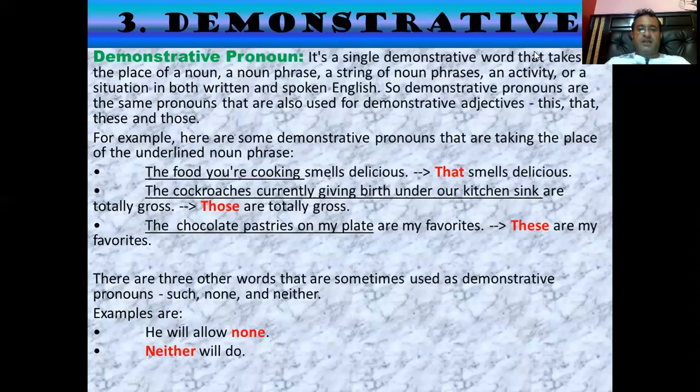There are other words that are sometimes used as demonstrative pronouns like such, none, and neither. Like, he will allow none, meaning nobody will be allowed. So here none is referring to a third person, that is, neither will do it, nobody will do it. So here none and neither are also sometimes being used as demonstrative pronouns.